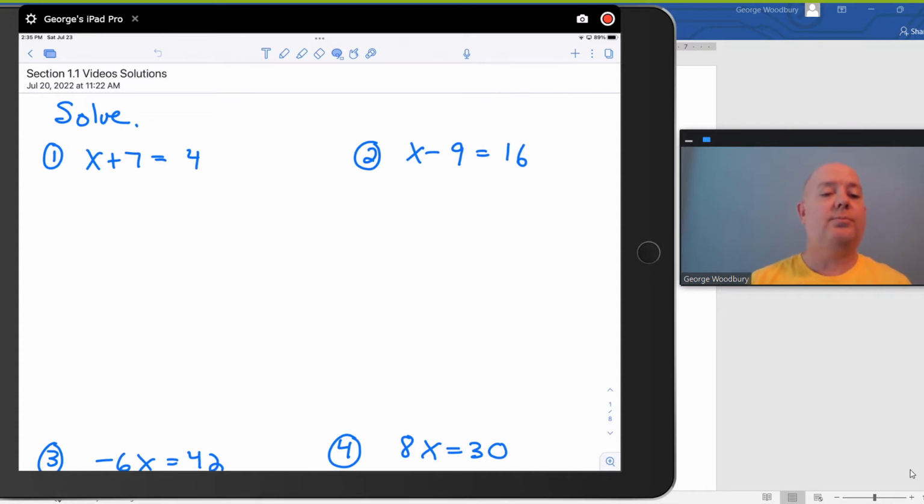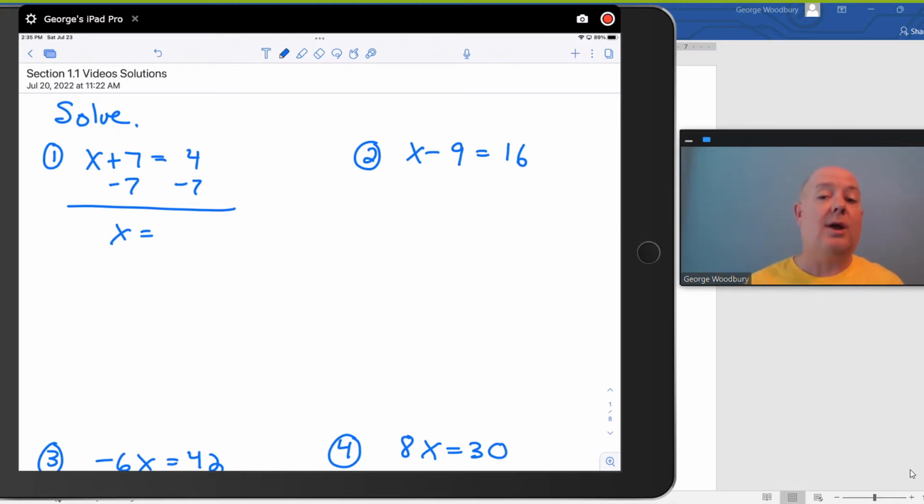So this first problem, solve x plus 7 equals 4. We see that the 7 is being added to x. We undo addition with subtraction. So I'm going to go ahead and subtract 7 from both sides of the equation. 7 minus 7 is 0, so that leaves us with x plus 0 on the left-hand side, but x plus 0 is just another way to write x. So that leaves x isolated on the left-hand side of the equation.